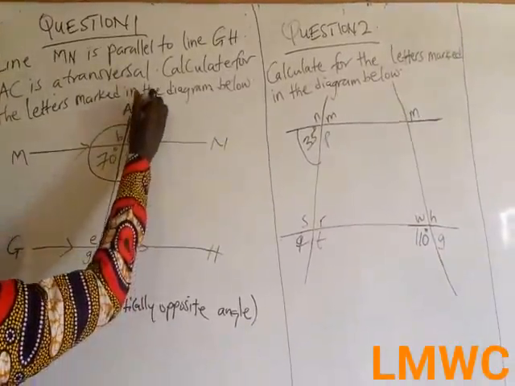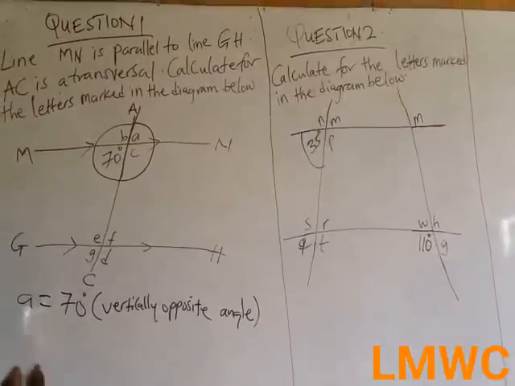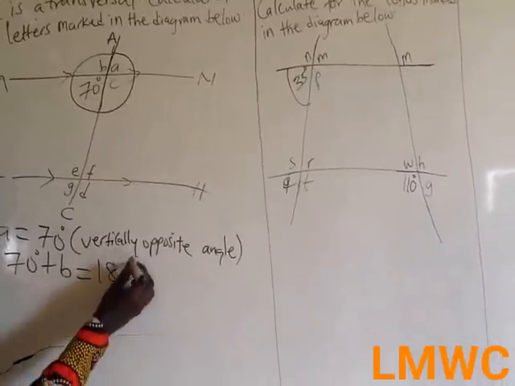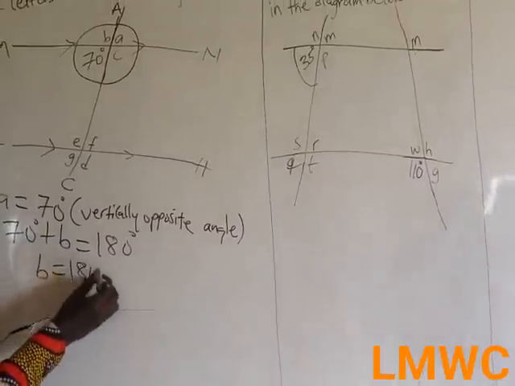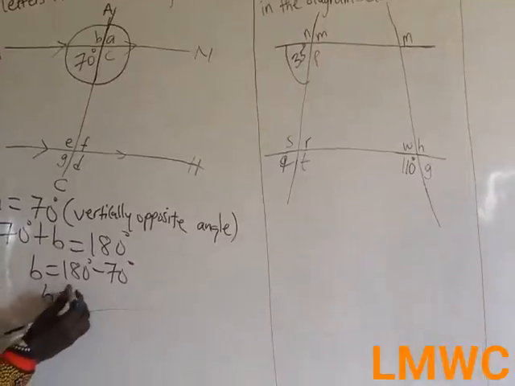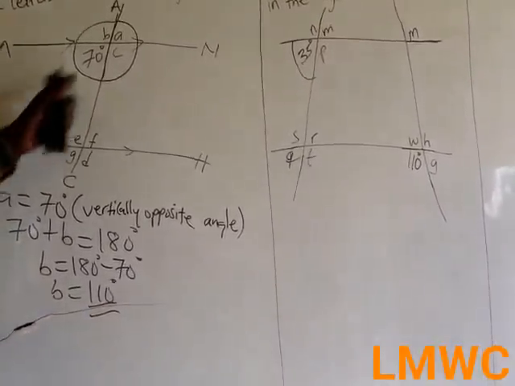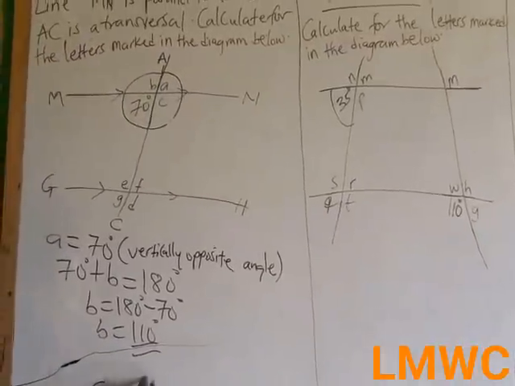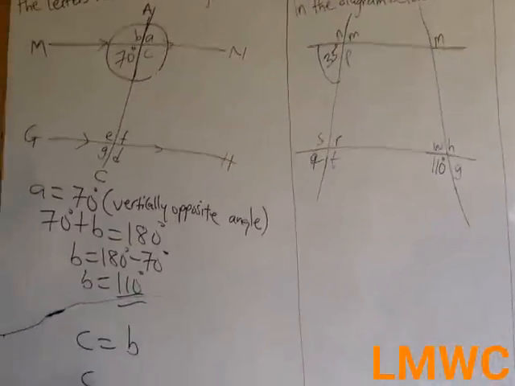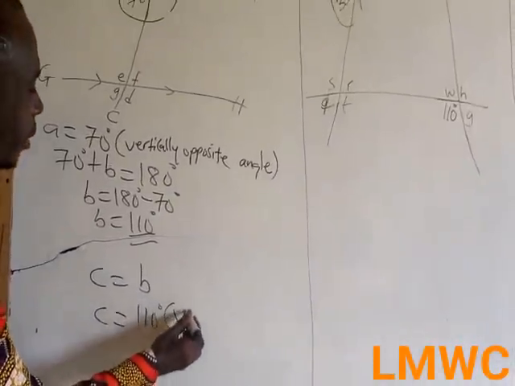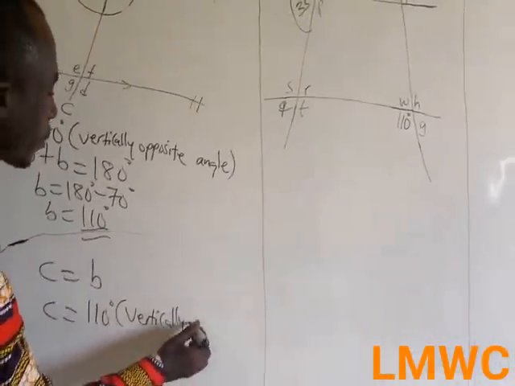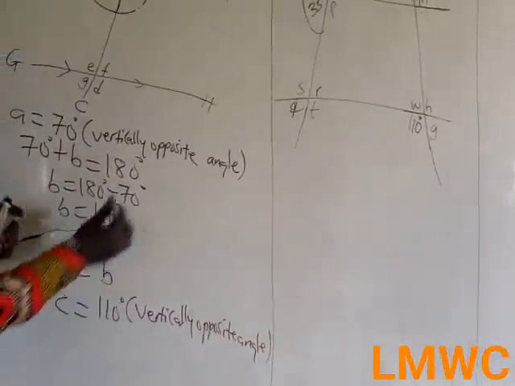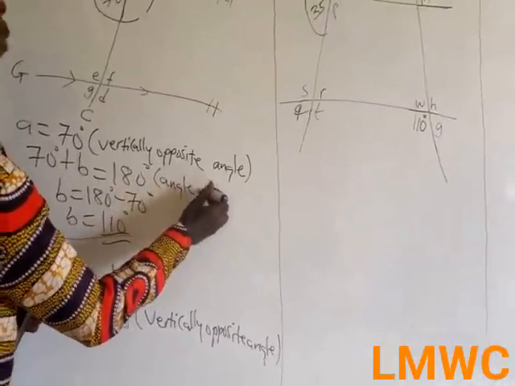Now what is B? This is a straight line, and angles on a straight line add up to 180 degrees. So it becomes 70 plus B equal to 180 degrees. B is equal to 180 minus 70. Our B is equal to 110 degrees. Once we know B, what is C? C is vertically opposite to B. C is equal to B. So this means our C is equal to what? 110 degrees, vertically opposite. And I used angles on a straight line here. I want it to be simple.